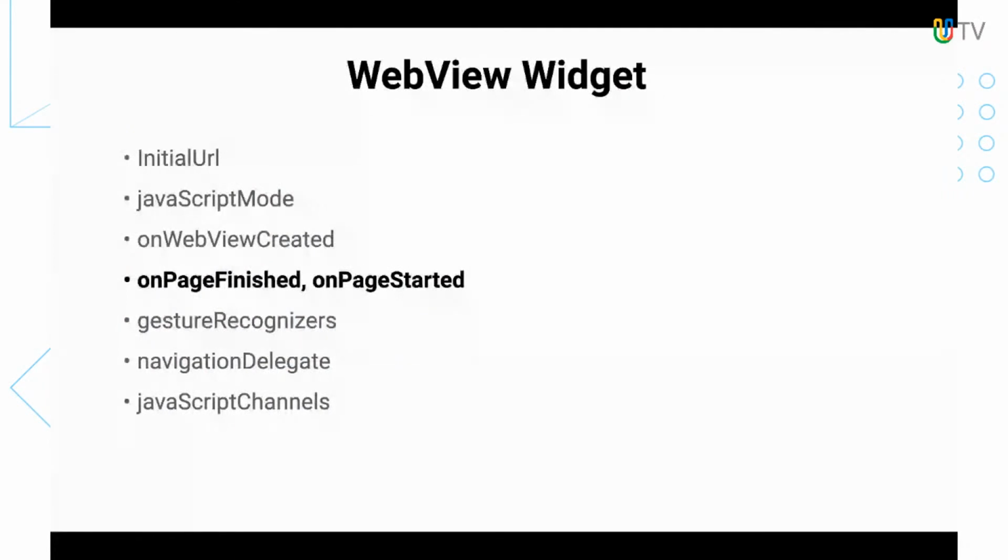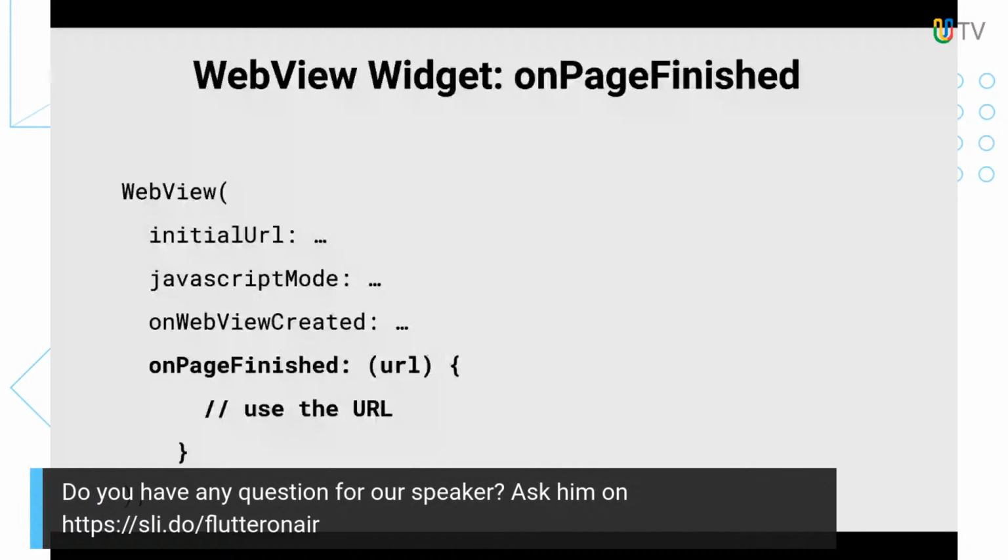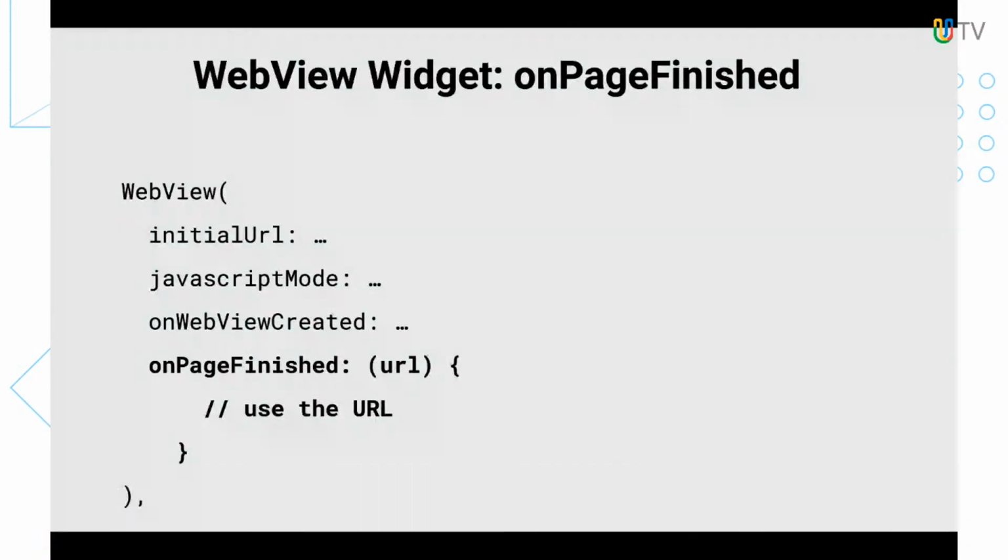More interesting things on the WebView widget are the callbacks onPageFinished and onPageStarted. These callbacks are invoked once the website finishes loading or starts loading. So you could use them to, for example, change your UI and show and hide a progress bar, or some animation. This is a very typical usage.